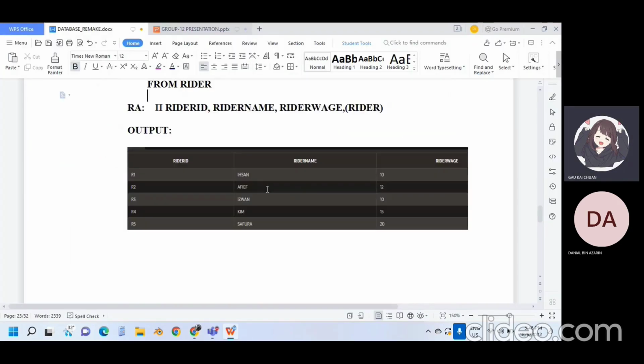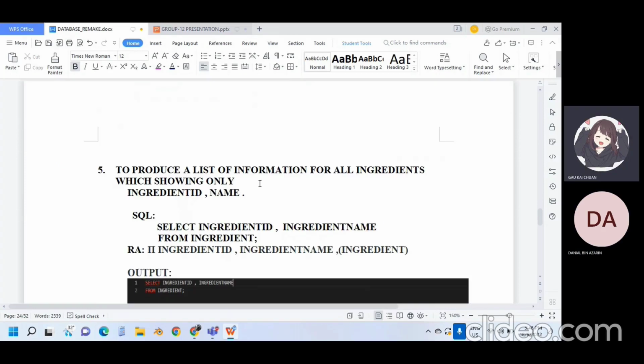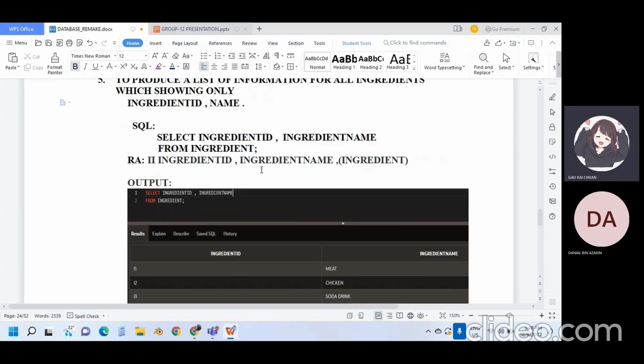And then the last question, to produce a list of information for all ingredients, showing only ingredient ID and name. So the SQL is select ingredient ID, ingredient name from ingredient.